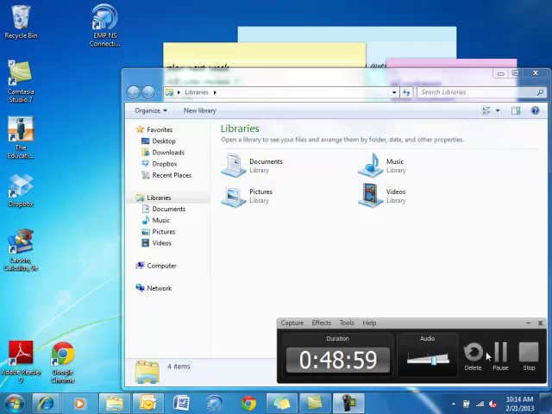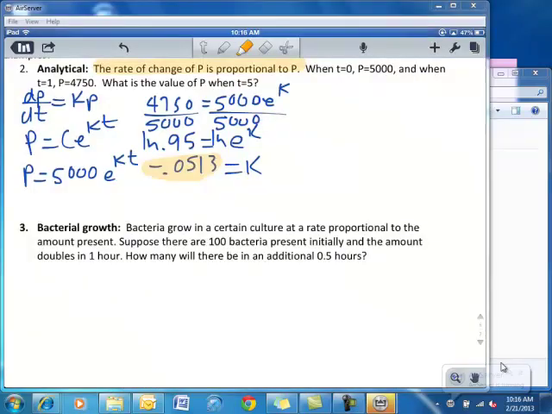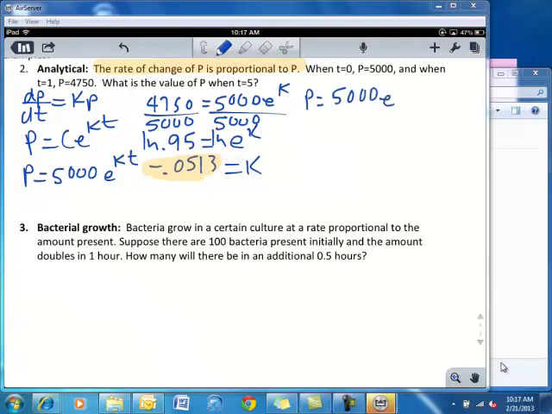We're here at our equation with the K value in there. So we could say P is equal to 5,000 e to the negative 0.0513 t. But this time we want to figure out the value of P when T is 5. So instead of T, we just plug in 5. Next, you can calculate it, so take it that one last step. Let's make sure that you know how to use your calculator correctly.